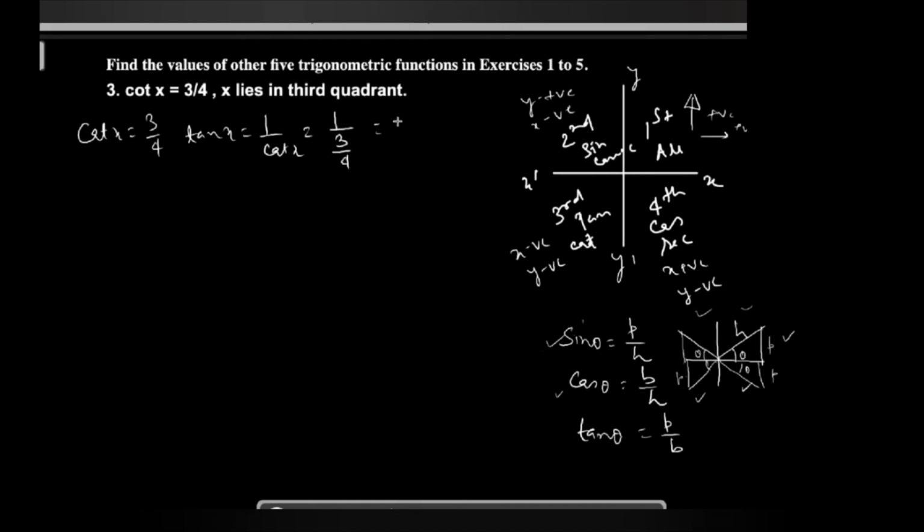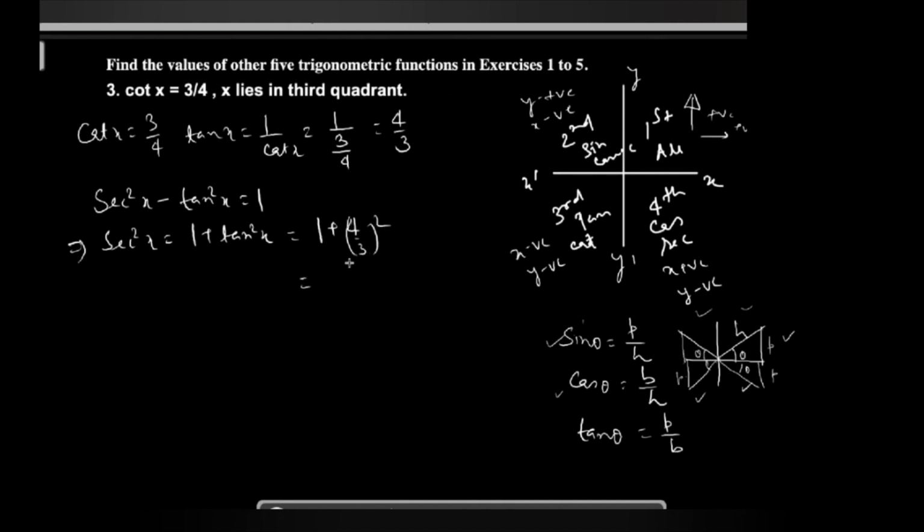So 4 will go up, so it will become 4 by 3. Now we have got cot and tan. We know another trigonometric identity, which is sec square x minus tan square x equals 1. Right? Now given this, we know that sec square x equals 1 plus tan square x. Given this, it's 1 plus 4 by 3 whole square, which will be nothing but 1 plus 16 by 9, and it will turn out to be 25 by 9 if you sum it up.